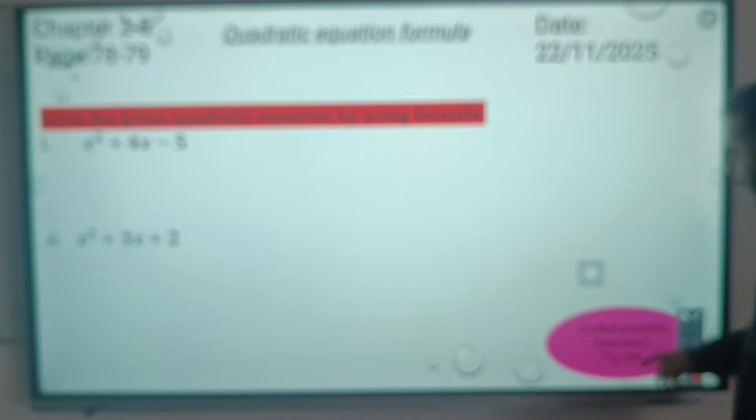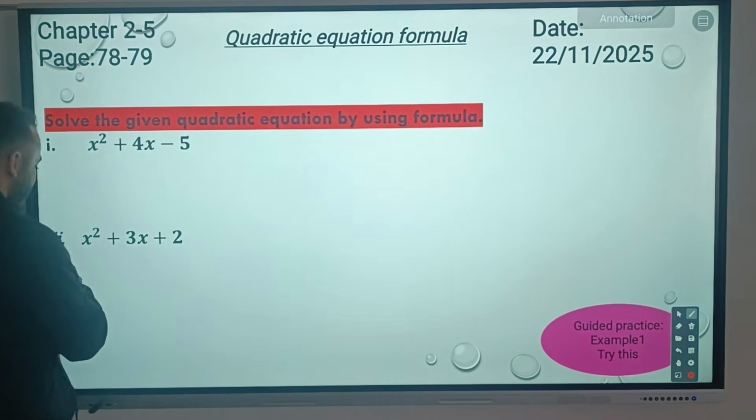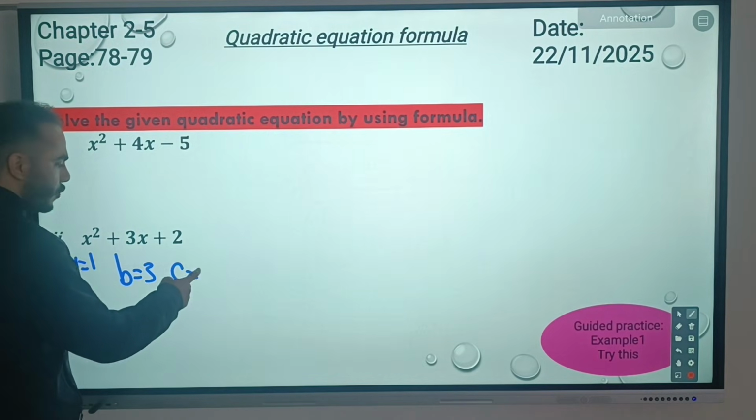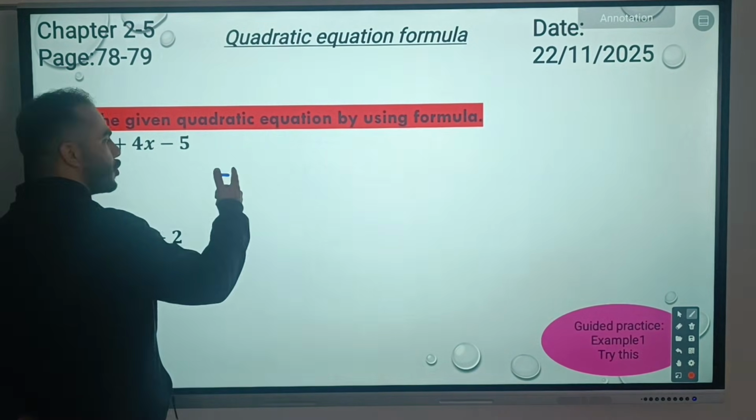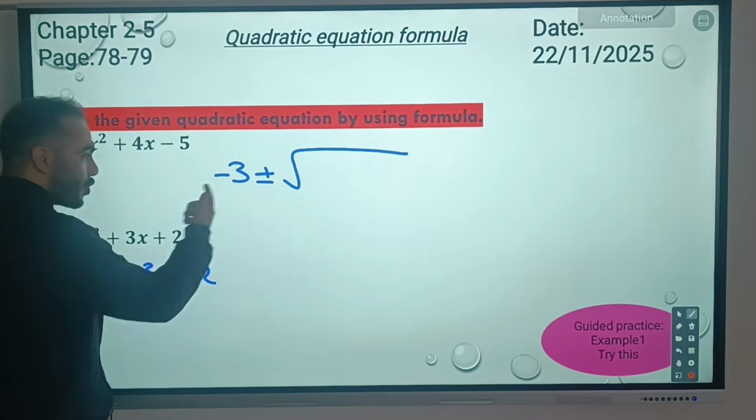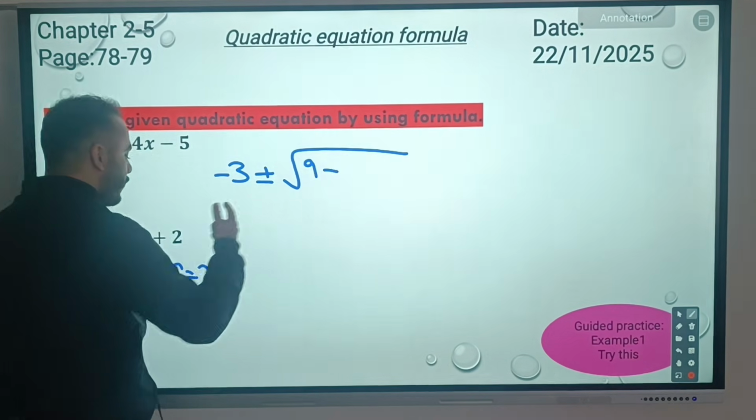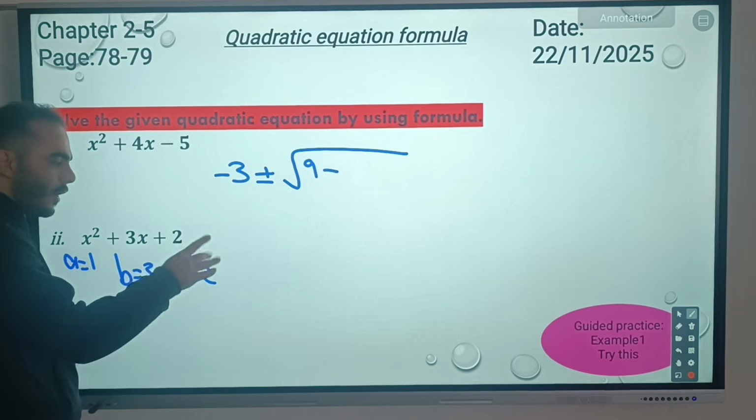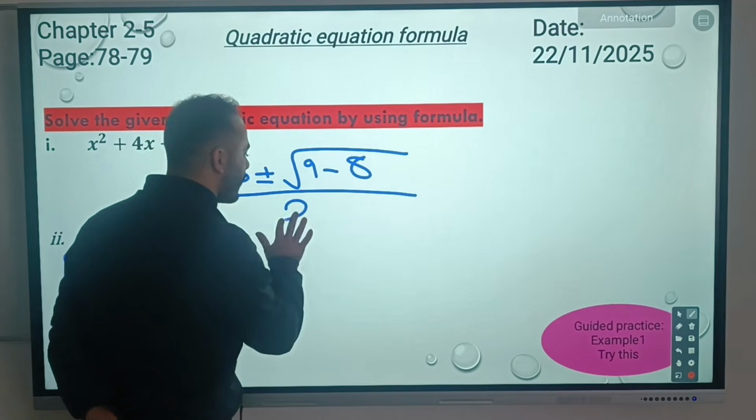Okay, how about the next one? The next one, you will deal with the same thing, like a equals 1, b equals 3, and c equals 2. So the formula, you must get familiar with it. Negative b, which is negative 3, plus minus square root of b squared, 3 squared is equal to 9, minus 4 times 1 times 2. So 4 times 1, 4, times 2, 8. So 9 minus 8, all divided by 2.